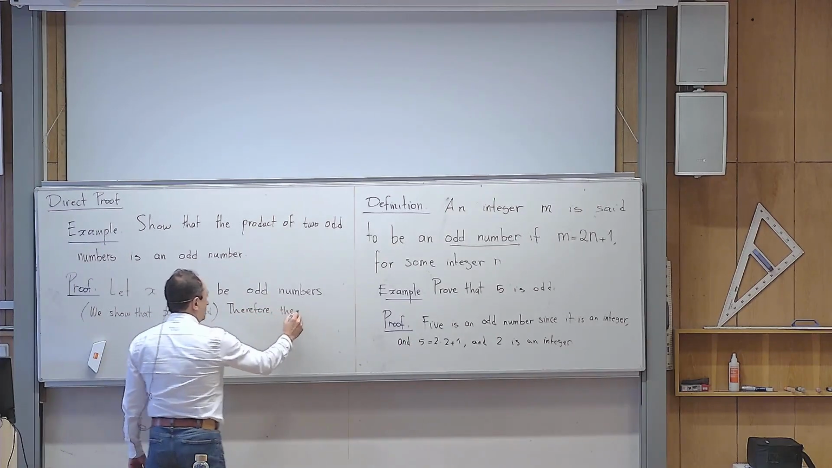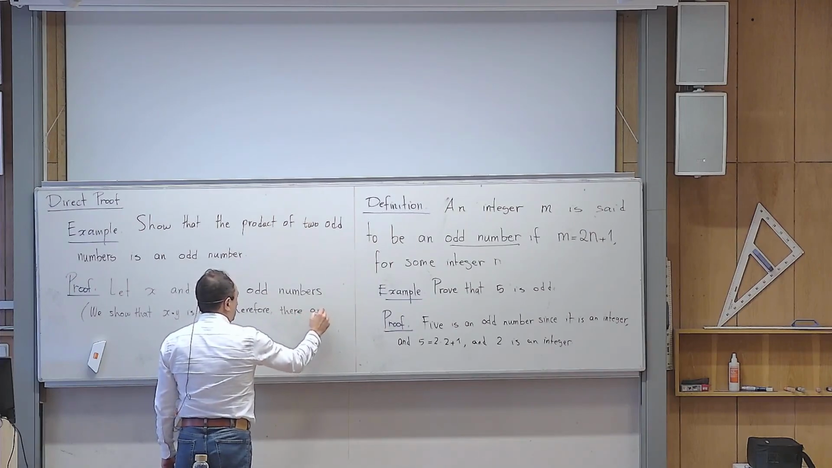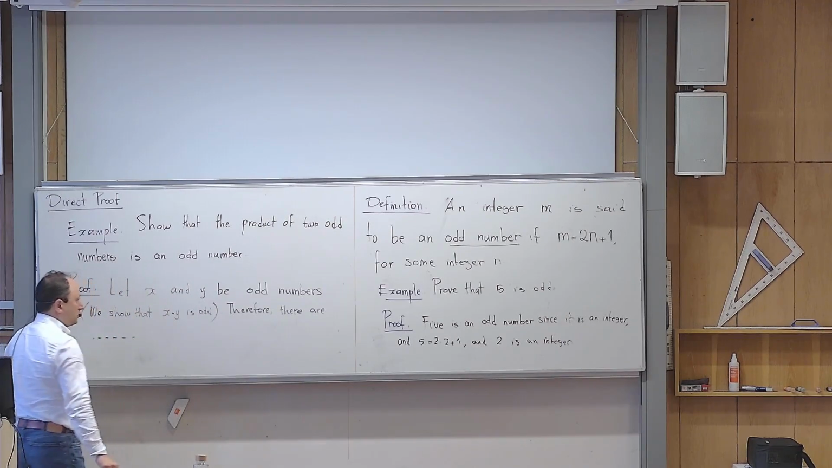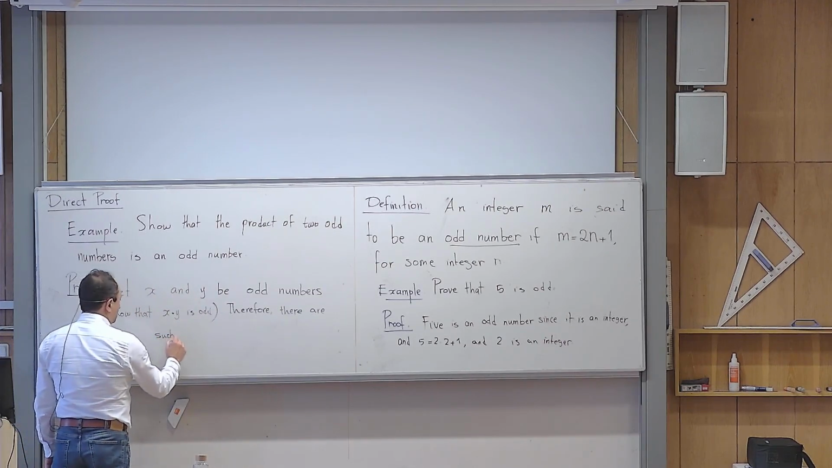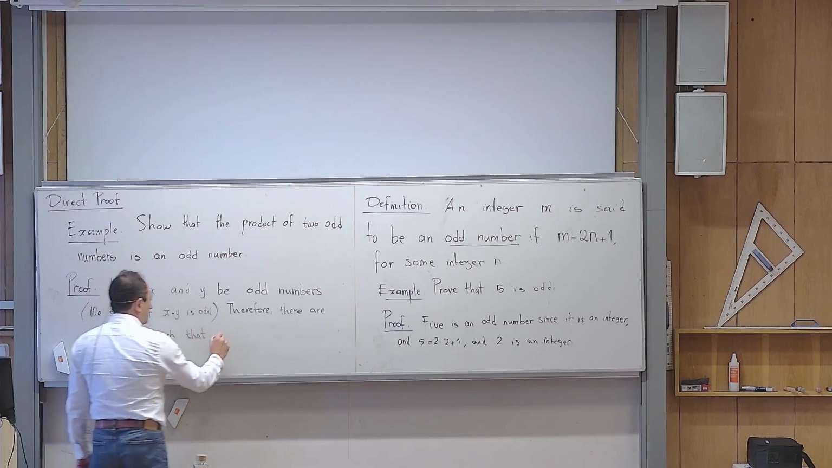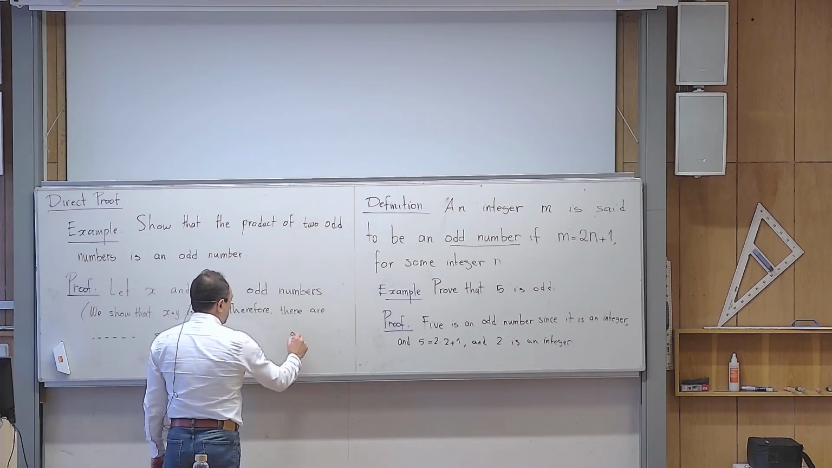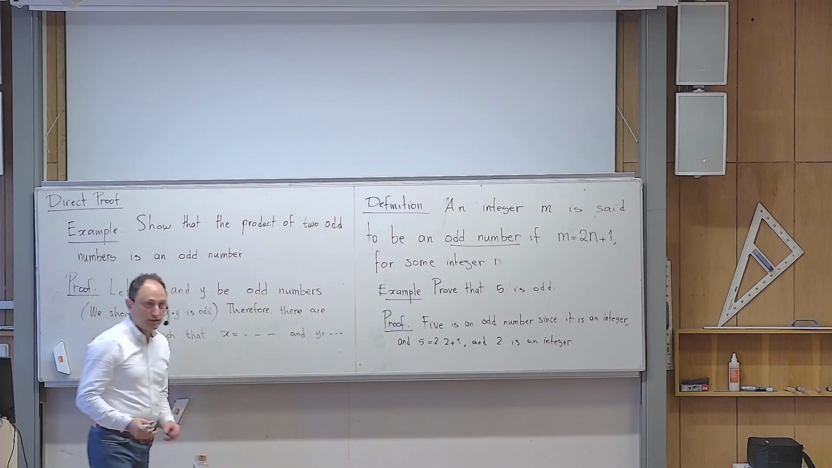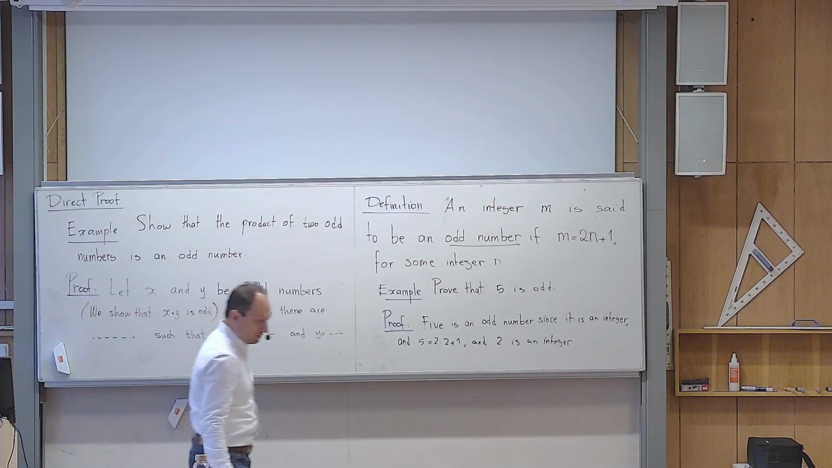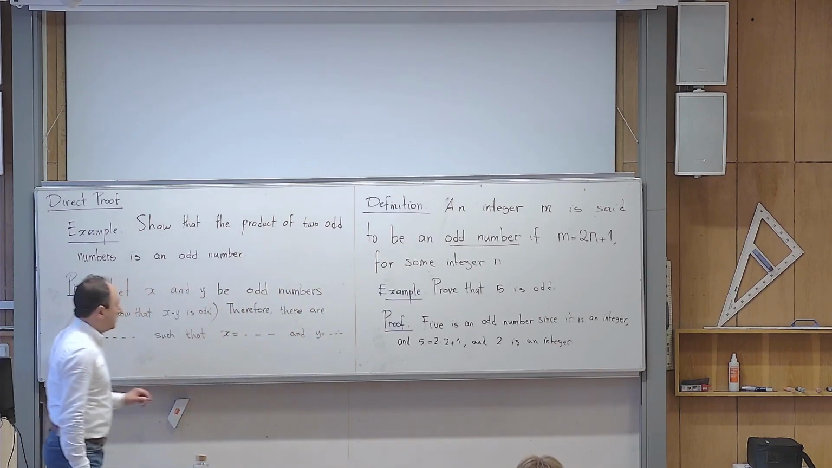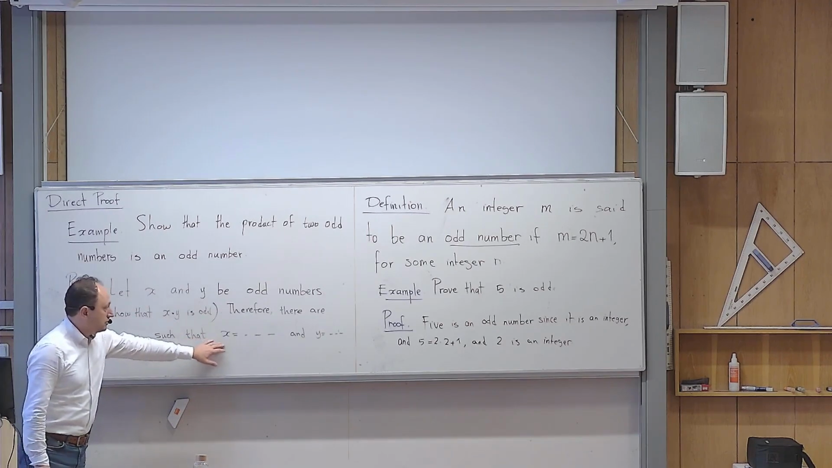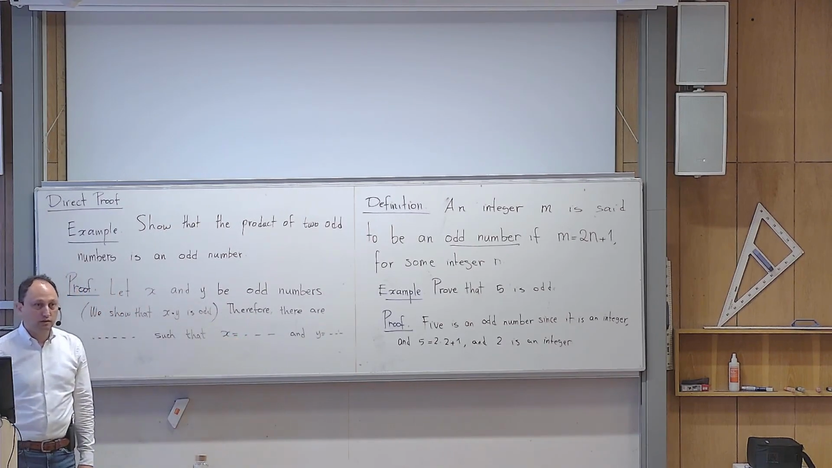There are... let me write. I want you to fill up the gap. There are... such that x is equal to... and y is equal to... Yes, something like this. Can you fill up these gaps for me? So, let x and y be odd numbers. Therefore, there are ... such that x ... and y ... So what do you write in these gaps?